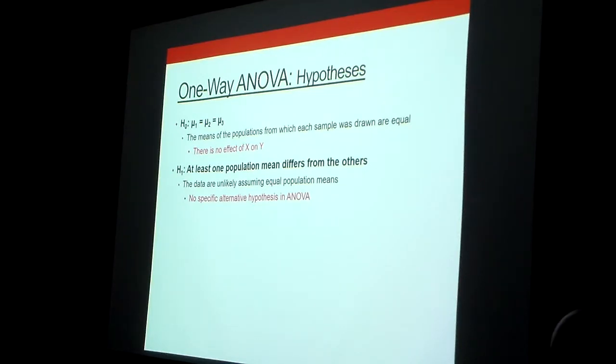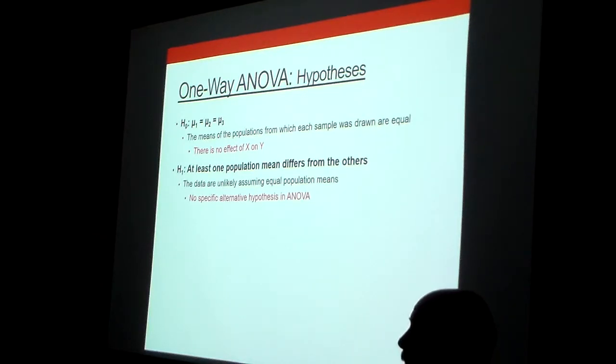For our alternate, I have to make a statement of our alternative in words, because there's not a good, easy way to write this out in statistical notation. Our alternate hypothesis is that at least one population mean differs from the others, okay? So essentially what we would get out of our null hypothesis is that these data are unlikely if the populations from which these were drawn all have equal means. There's no specific alternative hypothesis in ANOVA.